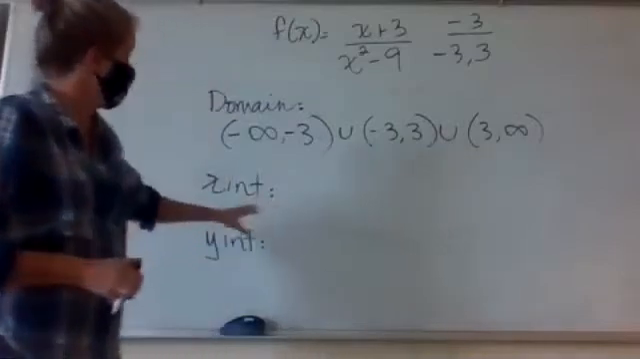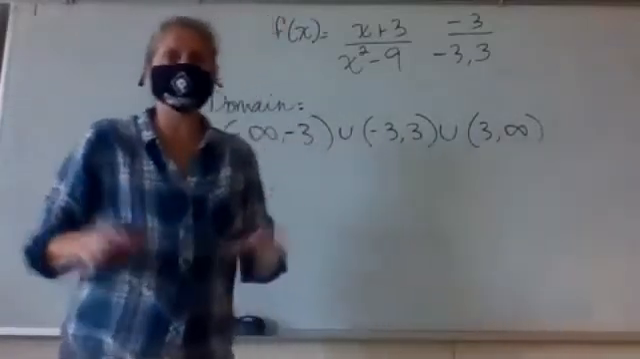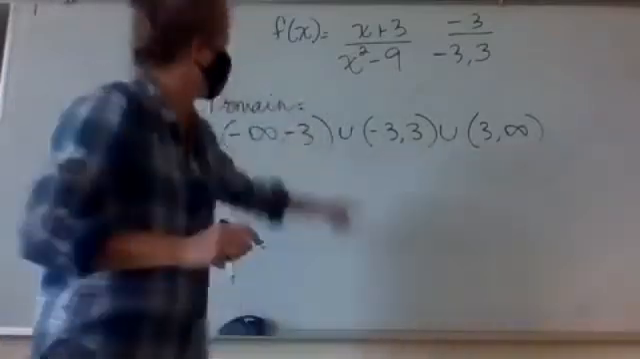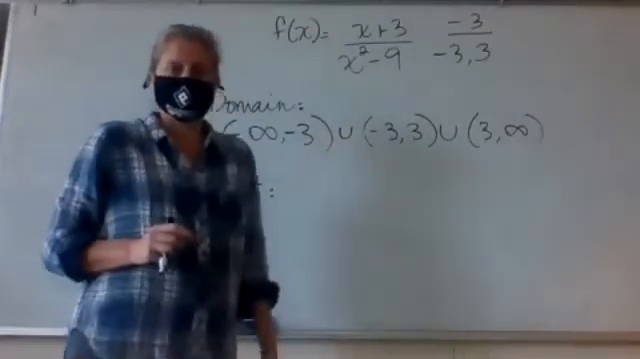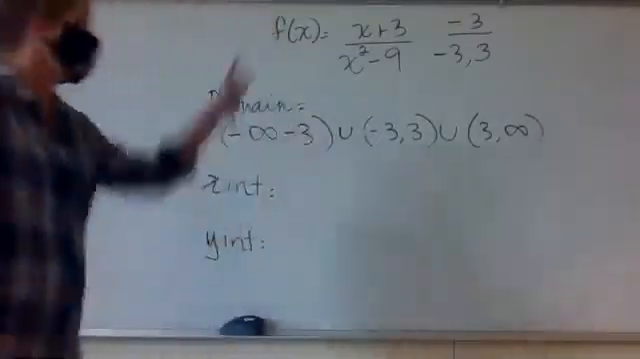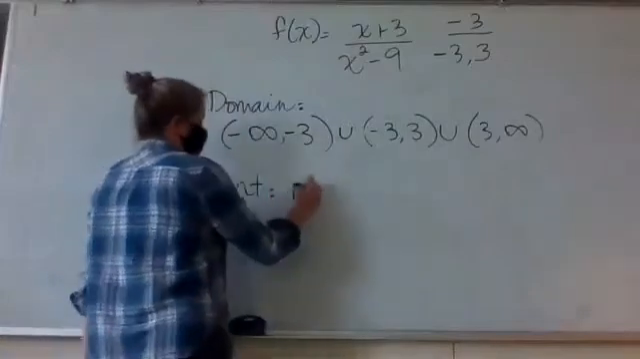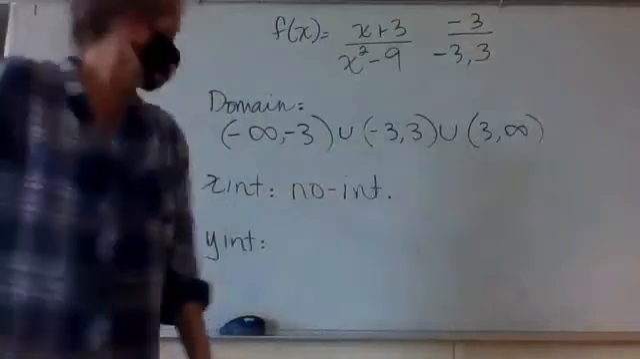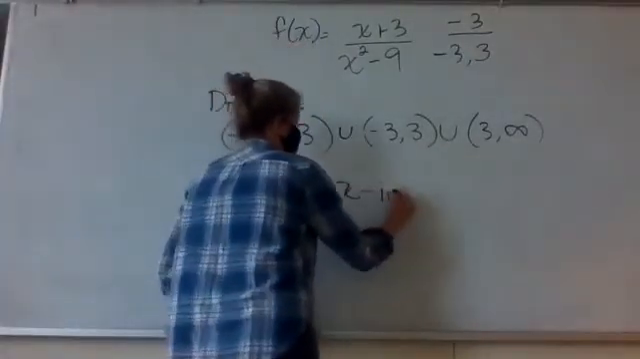Why is that? Because look, -3 is not a point on the graph, right? It's excluded from the domain. It is not a point on the graph. That's why we are excluding it here and here. Well, if you're not a point on the graph, then you most certainly are not an X-intercept. So even though it's a zero in the numerator, since it's also a zero in the denominator, it is not an X-intercept. No X-intercept.